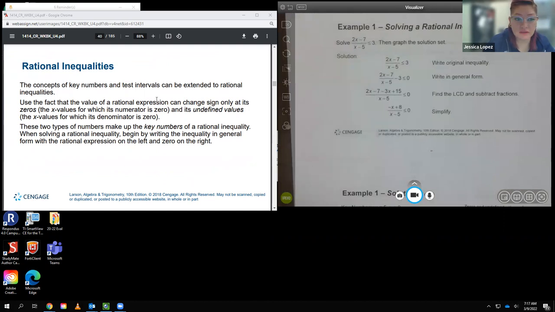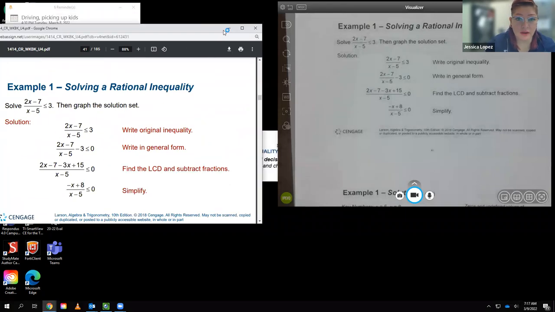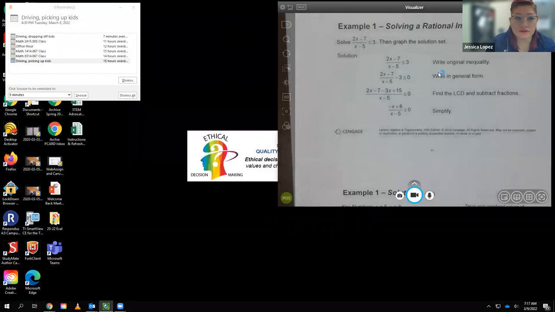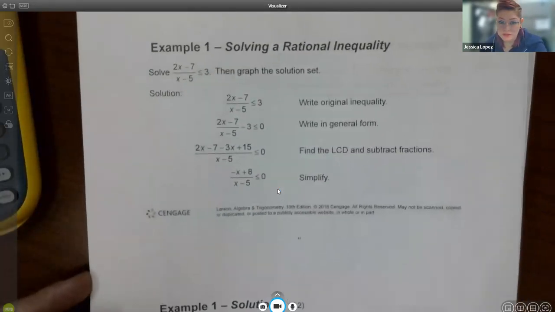Just use the fact that the value of a rational expression can change sign only at its zeros, the x values for which the numerator is zero, and at its undefined values, the x values for which the denominator is zero. So therefore, you're basically going to be finding two types of key numbers when you're solving an inequality, okay? So for the first example, and this I do have on here, so I'm just going to extend this. This is our first example.